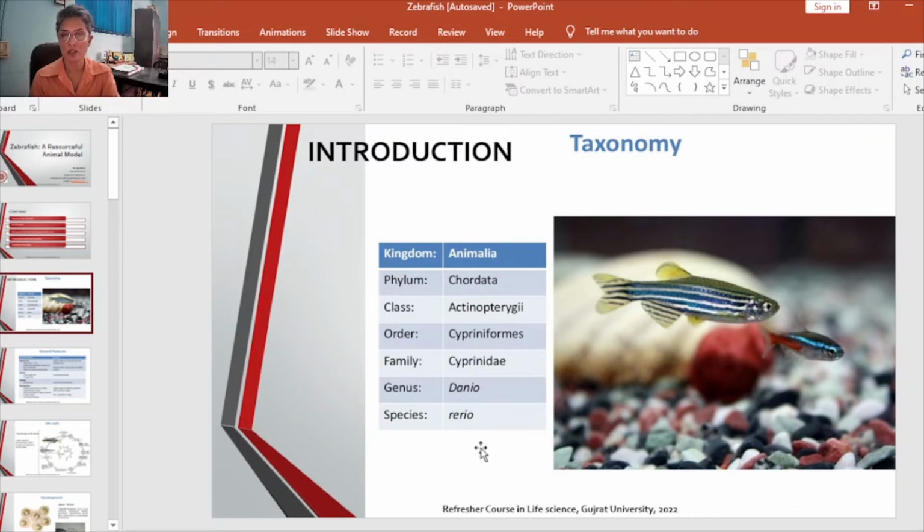As far as the taxonomical aspect is concerned, the zebrafish is included in the order Cypriniformes, and the scientific name of zebrafish is Danio rerio. In this image, you can see the zebrafish has white and black stripe-like pigmentation. So that's why it is particularly known as zebrafish.